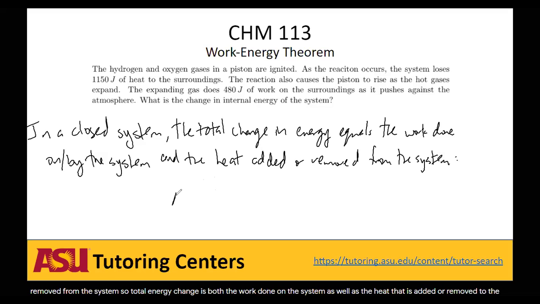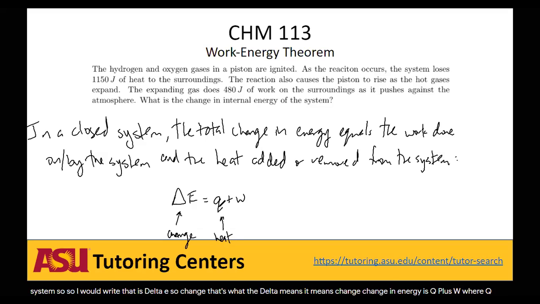So how we'd write that is delta E, so change, that's what the delta means, it means change. Change in energy is Q plus W, where Q represents the heat either added or removed, and W represents the work either done on or done by the system, okay?